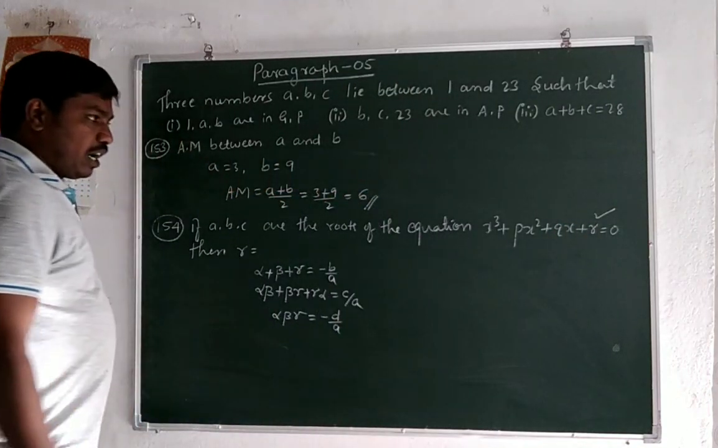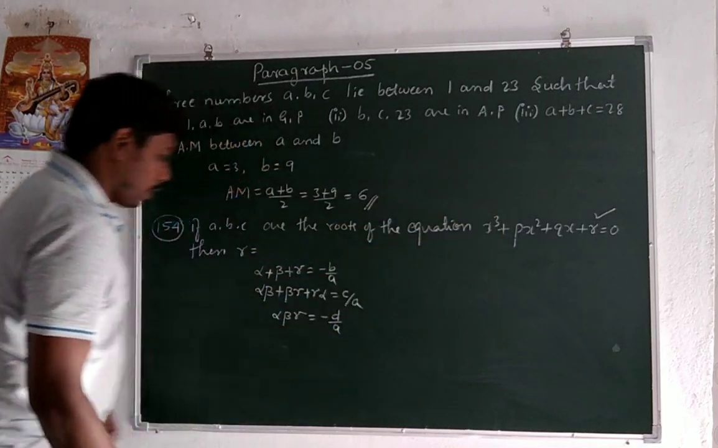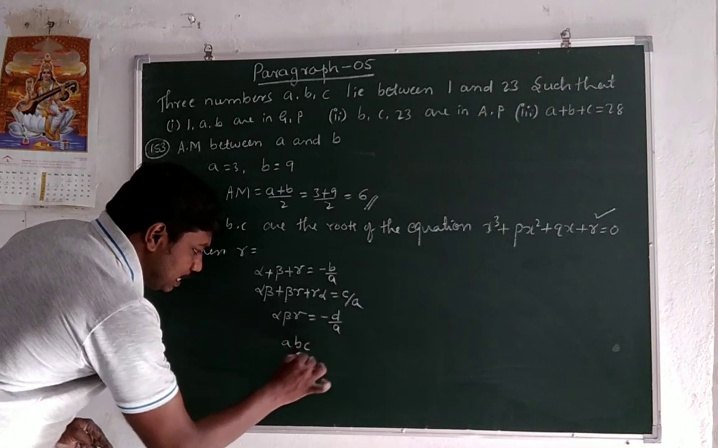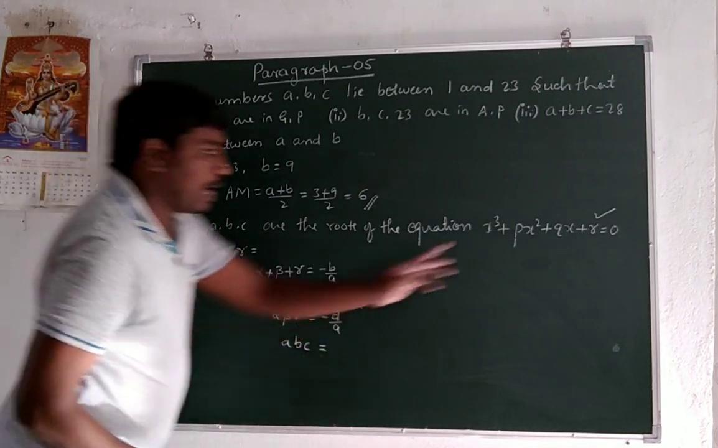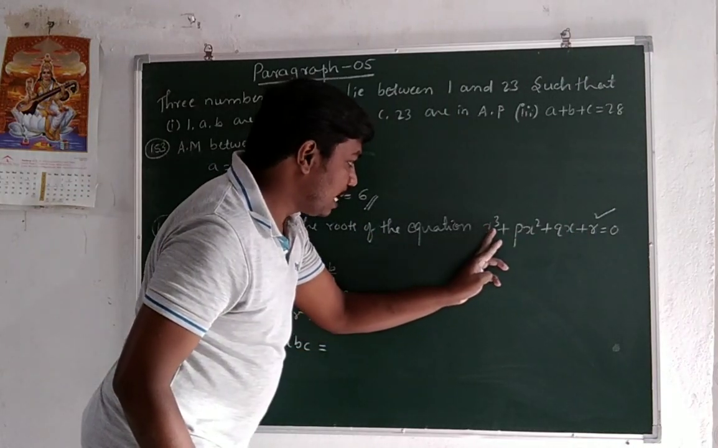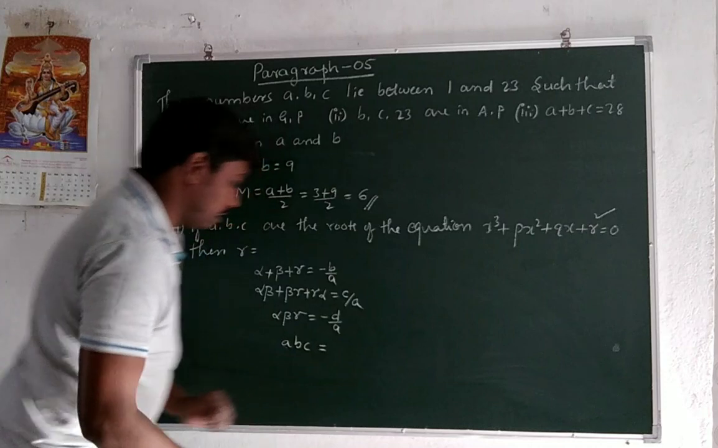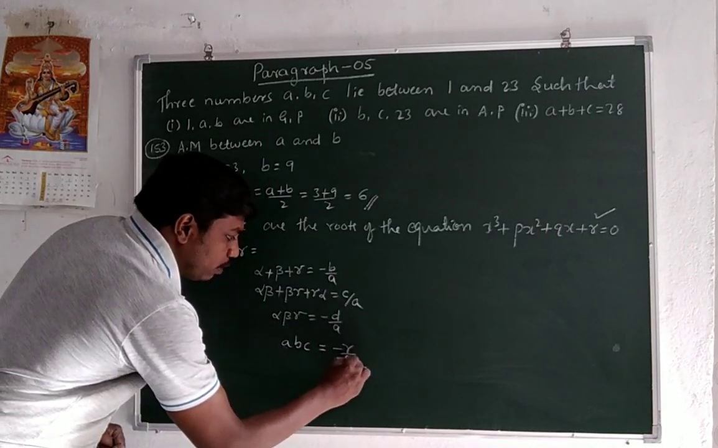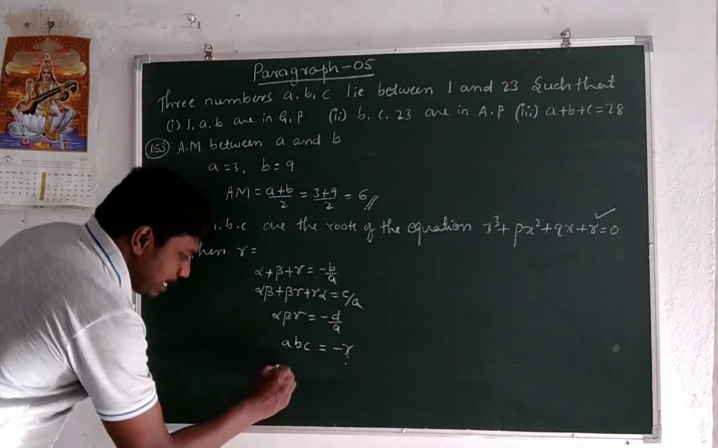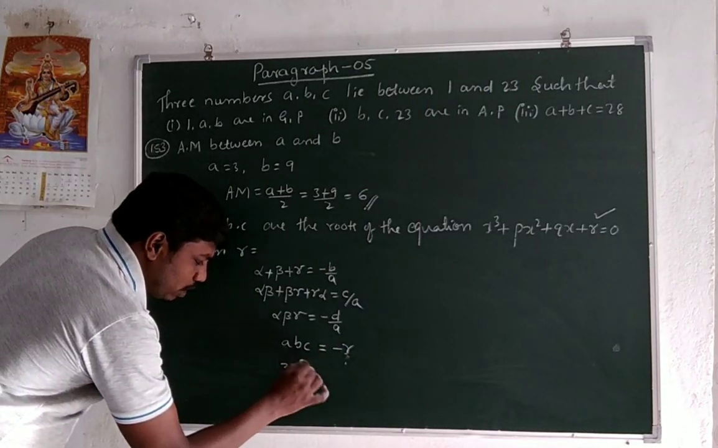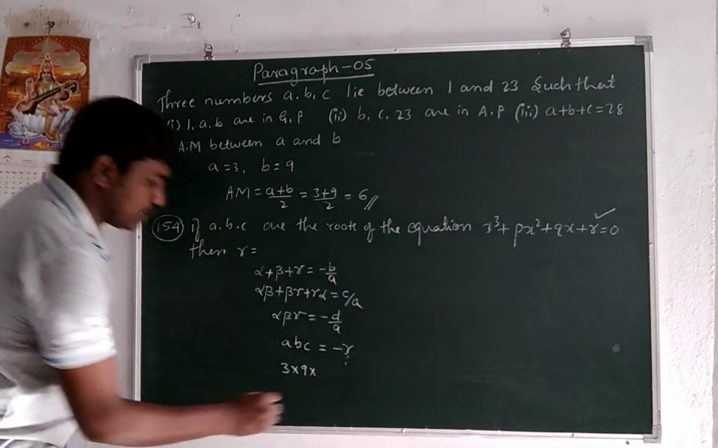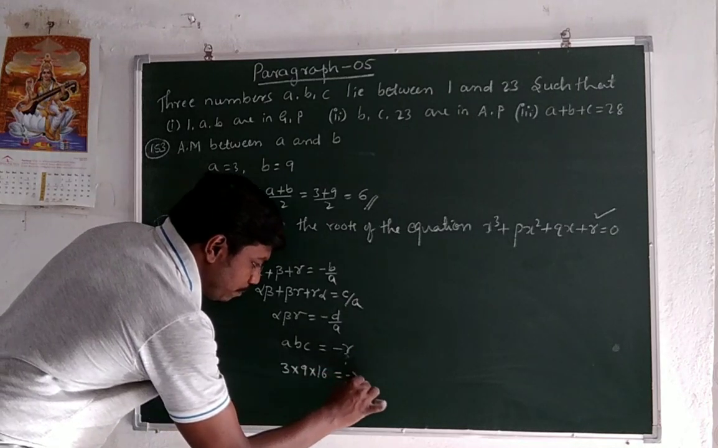So what do we do? The product of the roots, but a, b, c are the roots here. So abc is equal to minus d by a. The last term is d, which here is r, so minus r by 1, that is minus r. But a, b, c are known: a is 3, b is 9, c is 16, and this is equal to minus r.